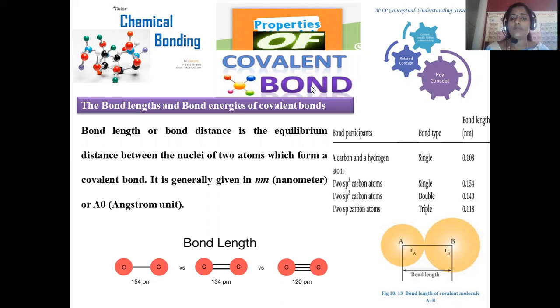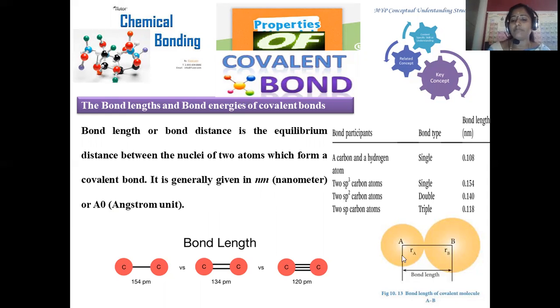Those are bond length and bond energy, which explain the nature of covalent bond. Here, bond length, which is alternatively known as bond distance, is the equilibrium distance between the nuclei of atoms which are forming the covalent bond. It is generally given in nanometers and is also expressed in angstrom units.